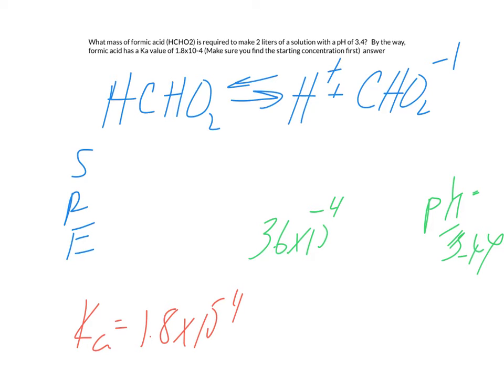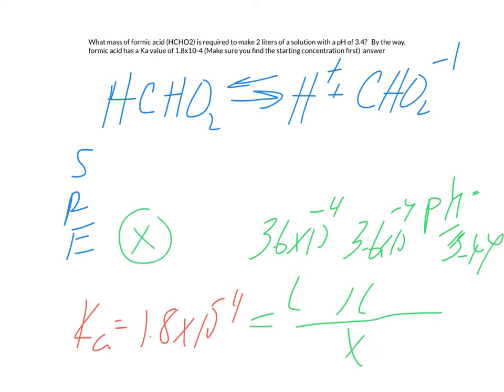And that should also mean that the concentration of the other ion is also 3.6 times 10 to the minus 4. Now, the way that I would solve the problem is I would say that the Ka value, 1.8 times 10 to the minus 4, is equal to the concentration of products divided by the concentration of reactants. And I would just let X represent the equilibrium amount of formic acid.